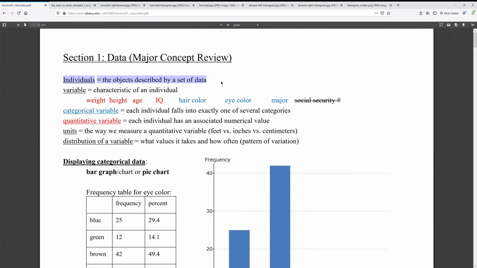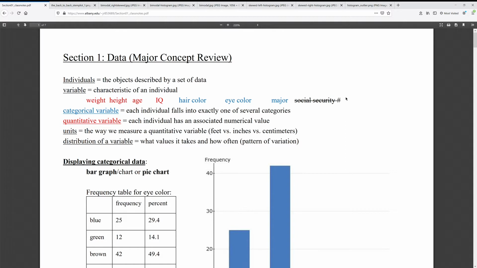And then the variable is what about the individuals that is interesting, a characteristic of an individual, if you like, something that describes an individual. So for example, if you're talking about, let's say, all the people in our class, then various variables you could use would be things like weight, height, age, IQ, hair color, eye color, major, social security number. Use your imagination.